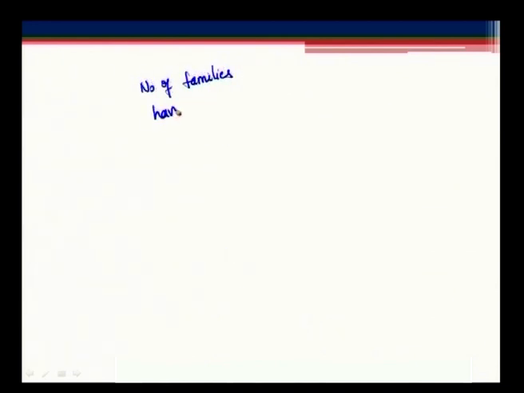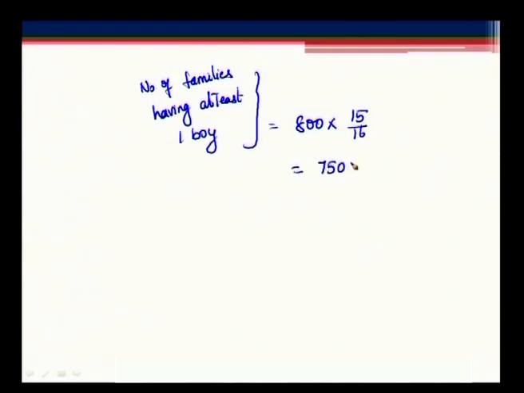So, what is the number of families? Number of families having at least one boy equals 800 into the answer which you have got, 15 by 16. This is equal to 750. What is the third subdivision?